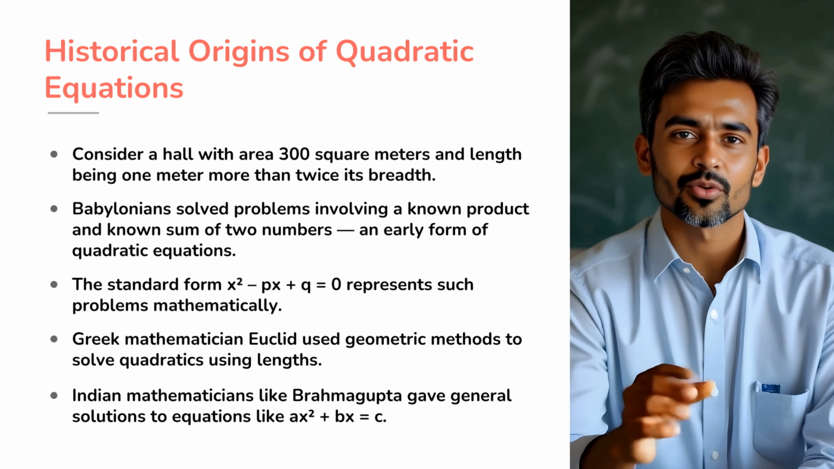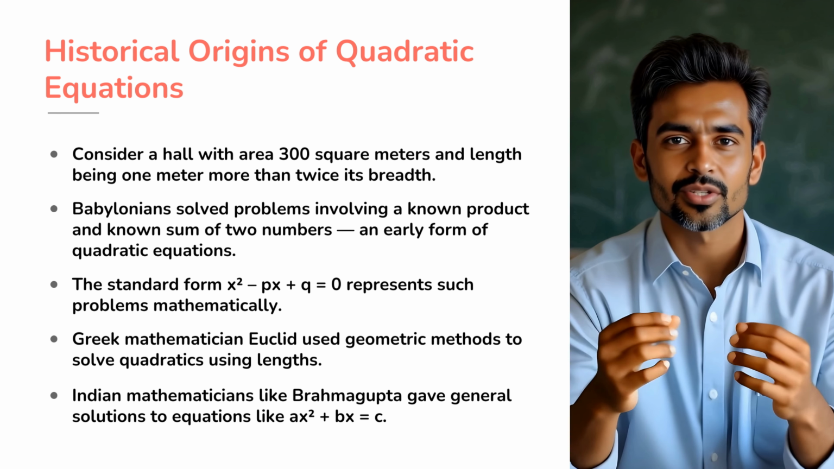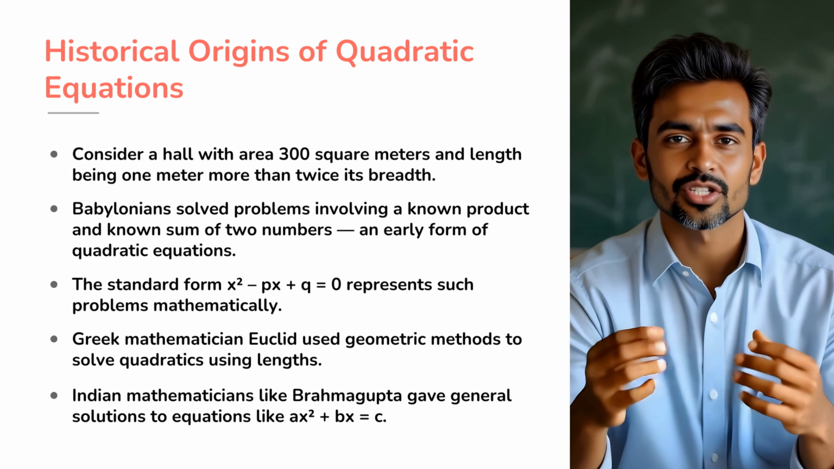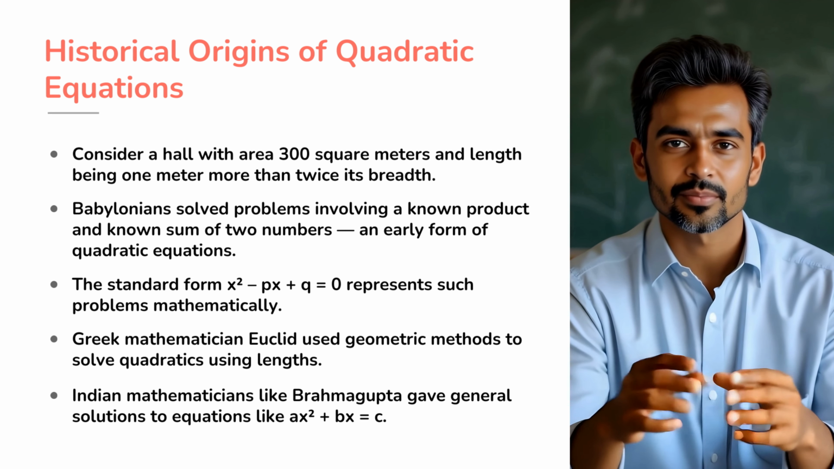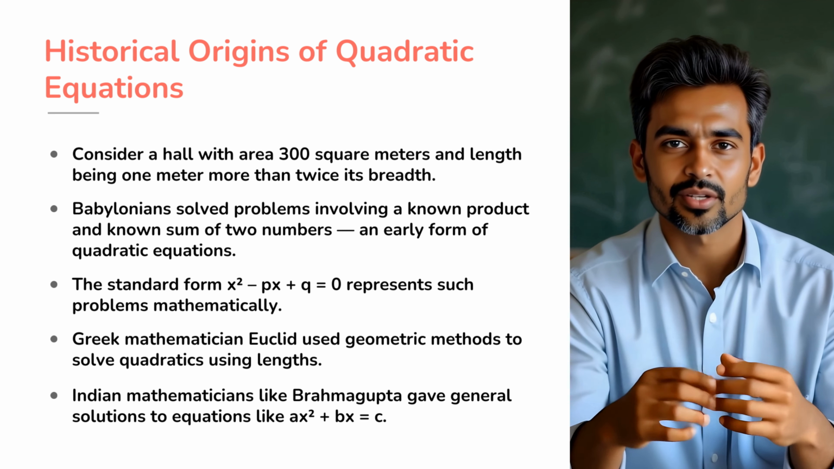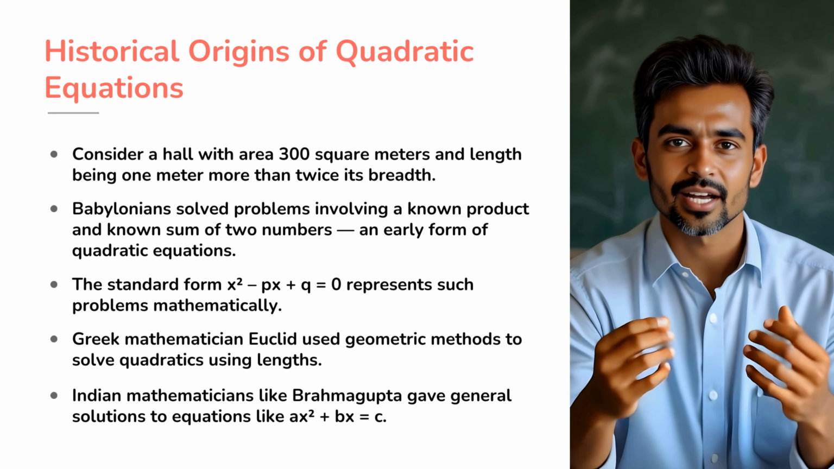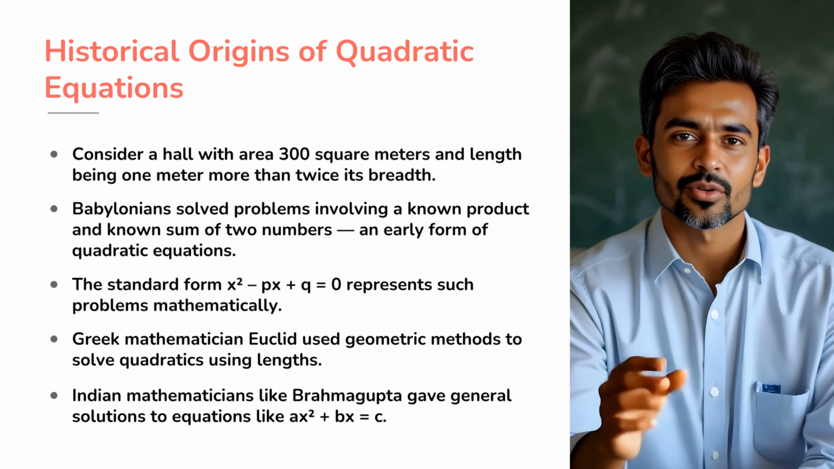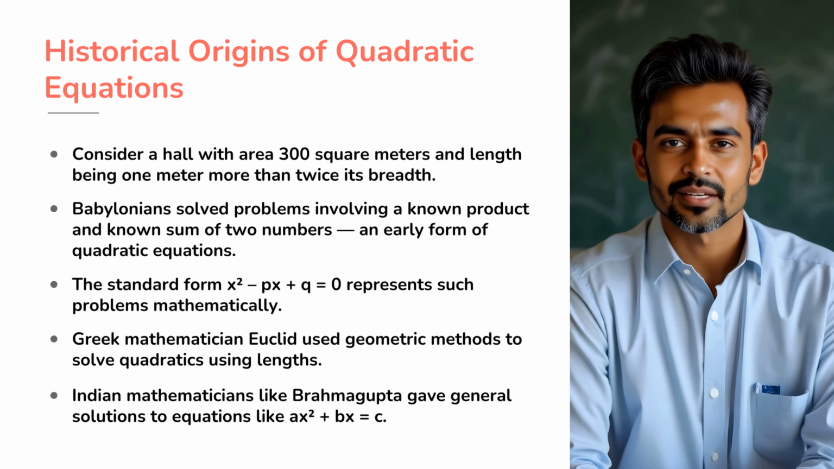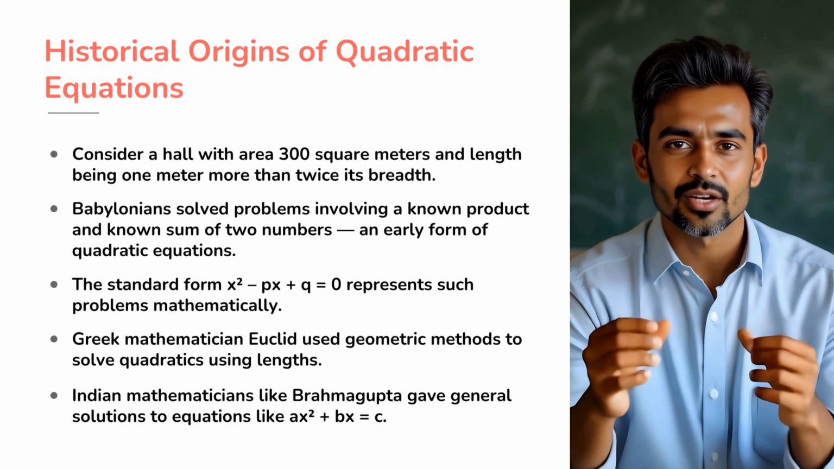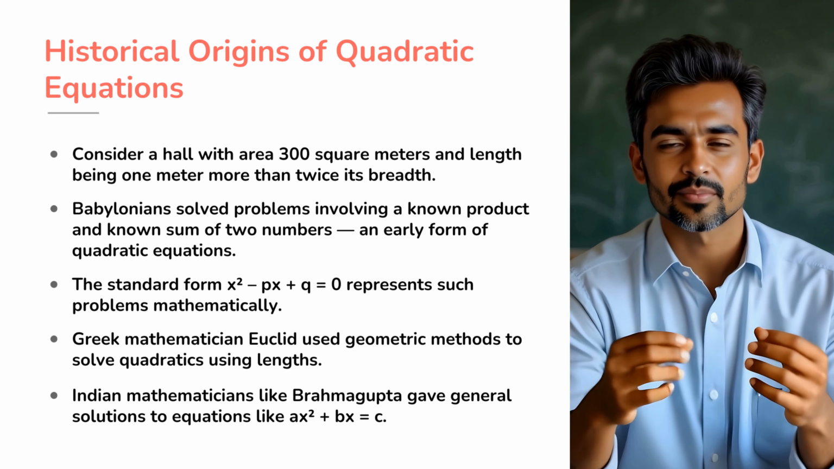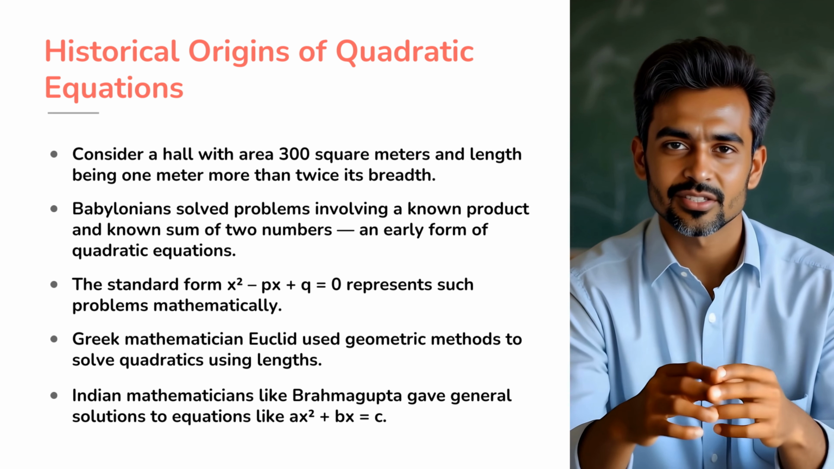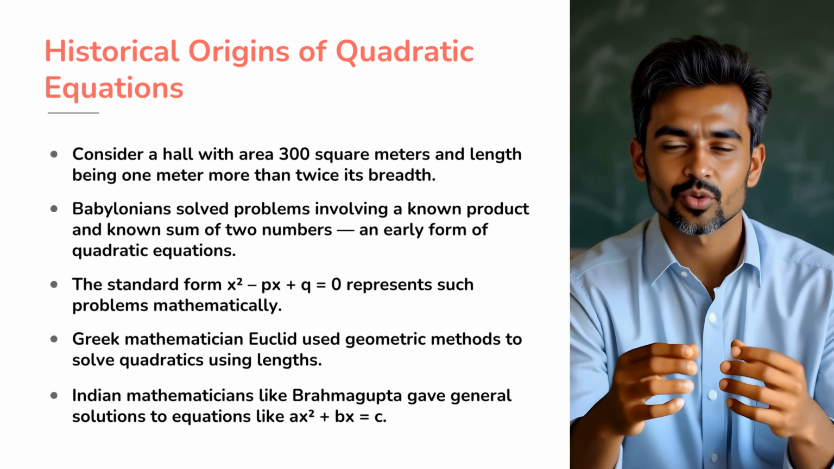Now that we've seen a real-world example, let's zoom out in time. Did you know that people were solving quadratic equations over 4,000 years ago? The Babylonians were among the first to tackle problems where they had to find two numbers with a given sum and product. Sounds familiar? Yes, that's exactly what quadratic equations represent. These problems can be expressed in the form x squared minus px plus q equals 0.